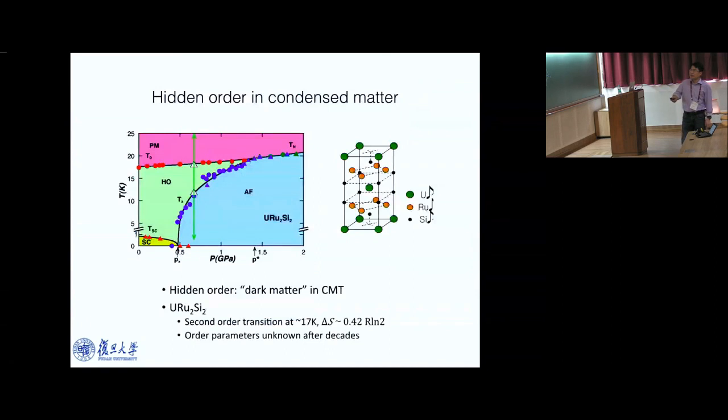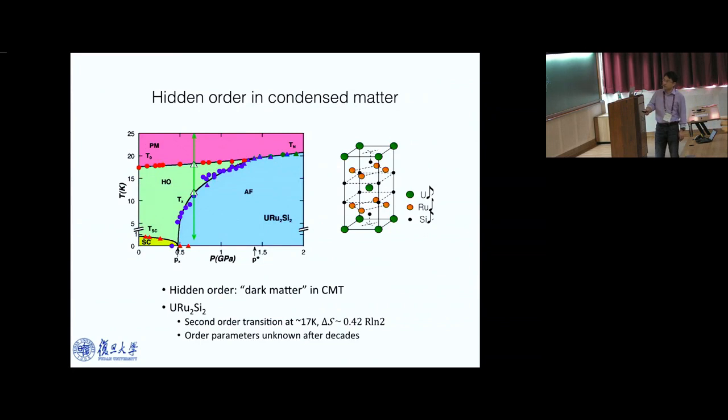The hidden order was introduced in condensed matter in the study of this compound called uranium ruthenium silicon. It's a heavy fermion compound. It has a layered lattice of uranium, ruthenium, and silicon. Uranium is pretty heavy and has 5f electrons, almost localized, but it has some itinerancy, hybridized with ruthenium electrons.